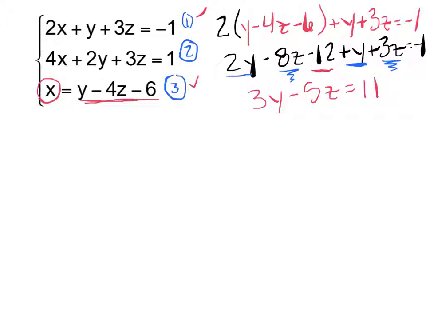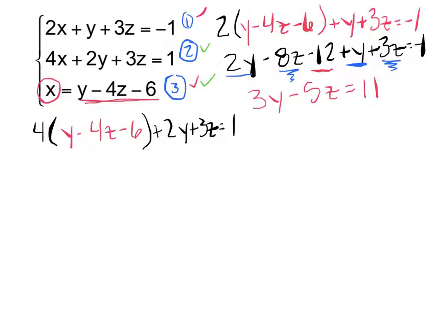So I'm going to switch colors. Alright, so we're using 2 and 3, and we're going to substitute for x. So I'm going to take x out of the equation, and in place of x, I'm going to write y minus 4z minus 6. Then we'll continue the rest of the equation, plus 2y plus 3z equals 1.